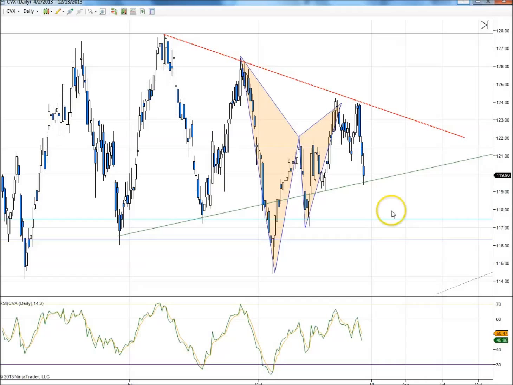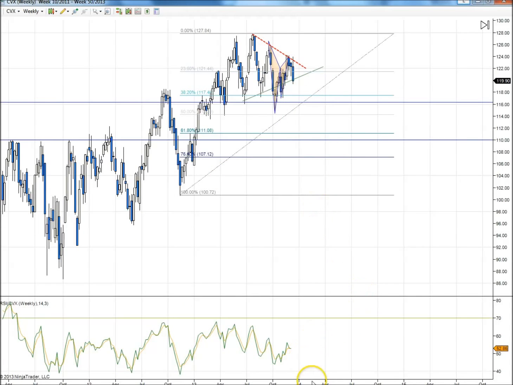Okay, CVX daily chart. We see the Gartley, the perfect Gartley, which we played on the short side, touching target 1 last week. Target 2 was touched this week. And now the question is, where do we go from here? Are we going back up to this downtrend line maybe to break it, or are we going to fall even lower? And for that we need to see the weekly chart.